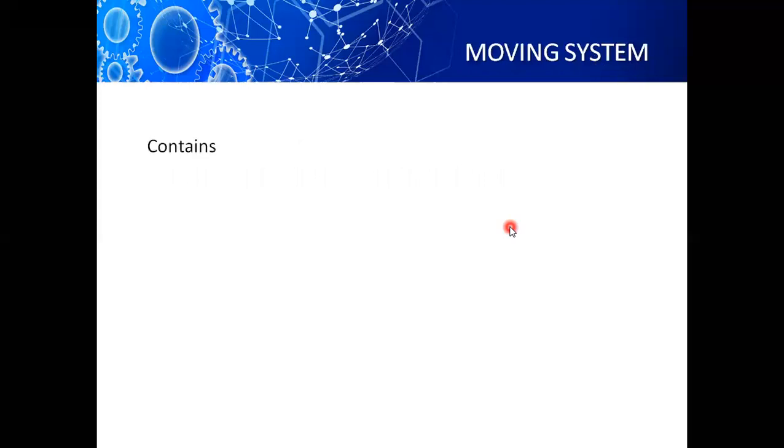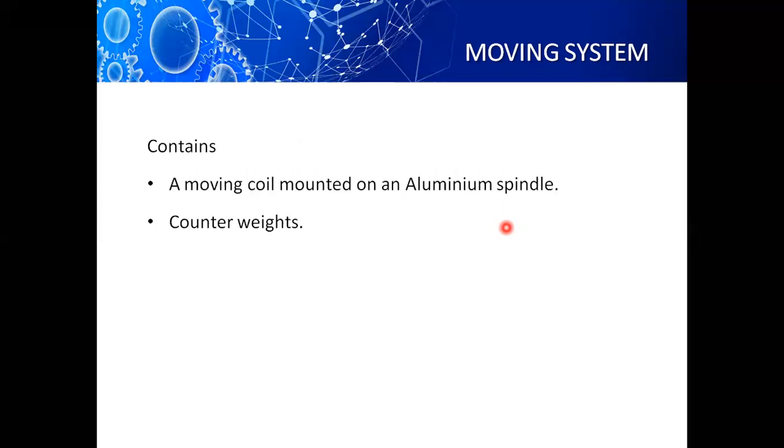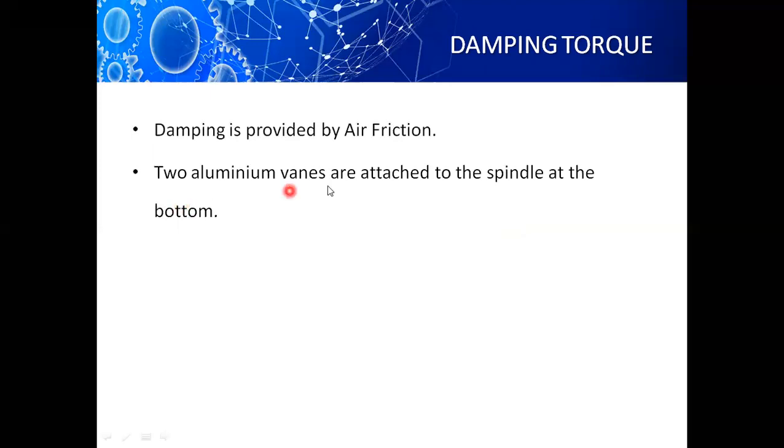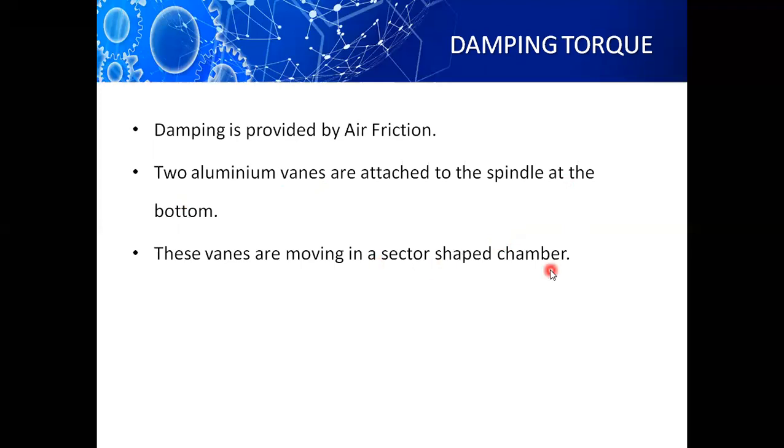So the moving system contains a moving coil mounted on an aluminum spindle, control weights, pointer, control springs. Coming to the damping, damping is provided by air friction. We have two aluminum vanes attached to the spindle at the bottom, and these vanes are moving in a sector-shaped chamber. We have seen air friction damping, which is in other words called pneumatic damping, in our previous video lectures.